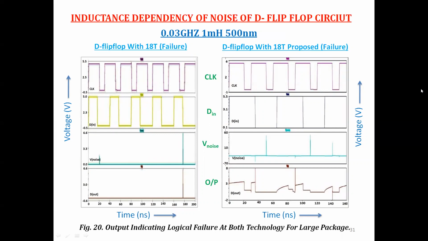Then again, we compared the 18T CMOS D flip-flop and the 18T proposed D flip-flop for 1 millihenry at 0.03 GHz operating frequency for 500 nanometer technology. The output indicates failure due to large package inductance. But as compared to the 18T D flip-flop, the output of the proposed D flip-flop is a little bit the same as the output logic of D in. Now Shubhra will continue.